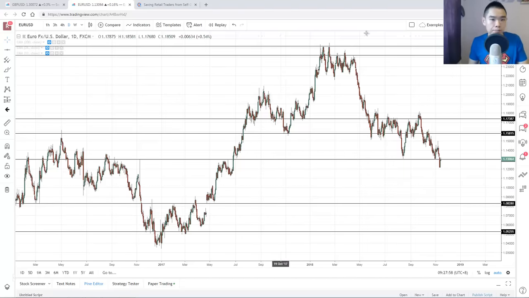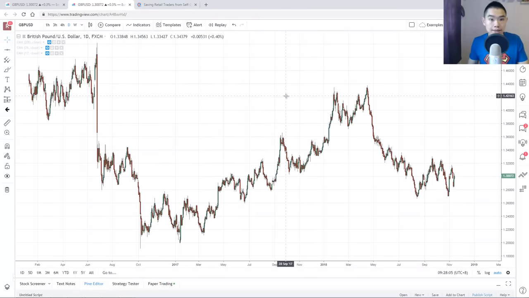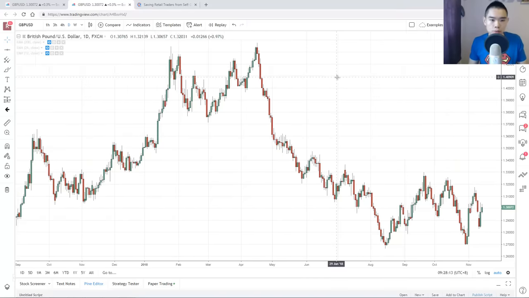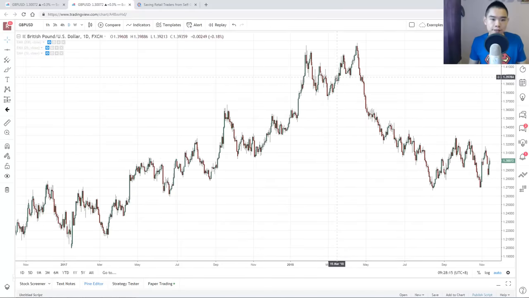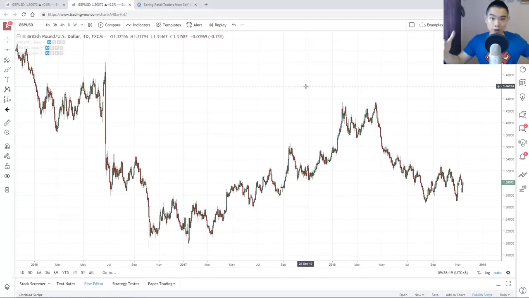So this first example, let's go to another one. How about pound dollar? Okay, have a look. Same concept. Let's just reset this once again and do the three steps I just mentioned. First step, zoom out your charts. So I'll zoom out just 10 times to keep it consistent. 1, 2, 3, 4, 5, 6, 7, 8, 9, 10. Right now, you're looking at the big picture.